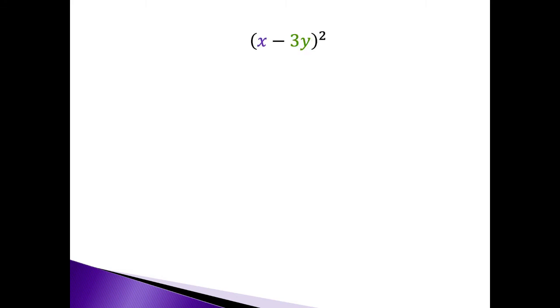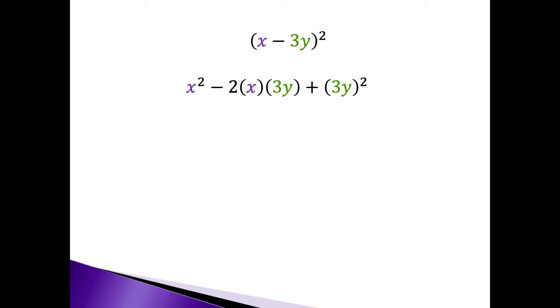let's look at x minus 3y squared. So what we're going to do is take the x and square it, because we're going to let a be x. For the middle term, we're going to have 2ab, and it's going to be a minus, so it's going to be 2 times x times 3y. And then for the last term, we're going to have 3y quantity squared. So we're going to have x squared minus 2 times x times 3y plus 3y squared.